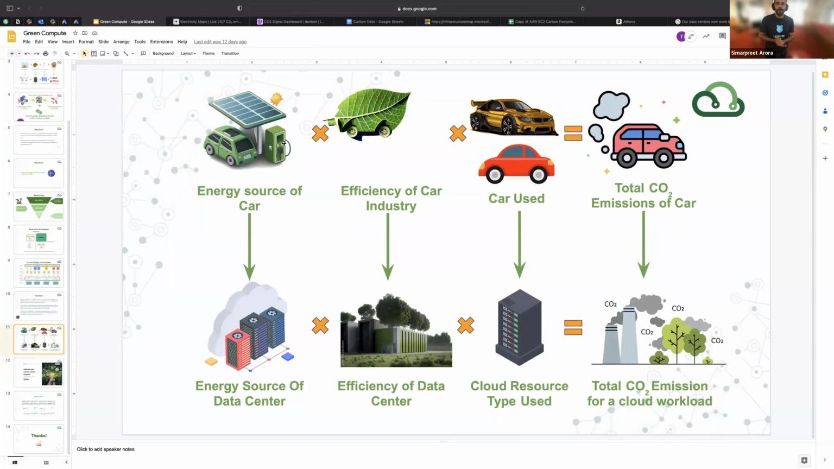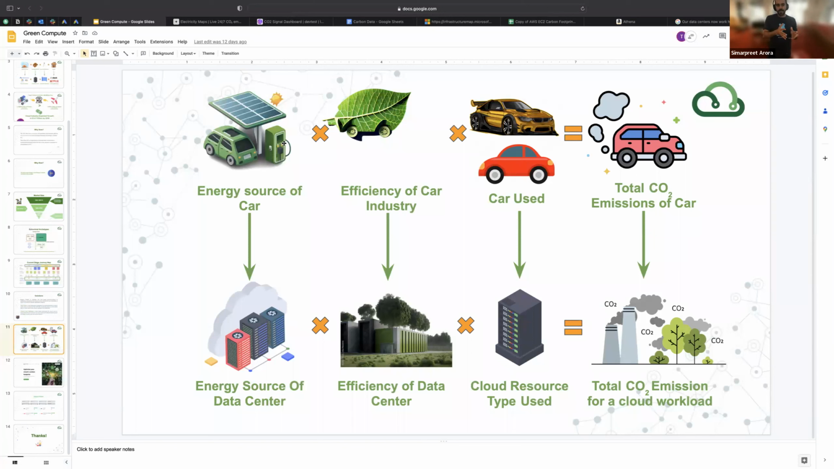Just doing a quick demo of the sustainability on the cloud, or green compute, that we are working on with the FinOps Foundation. So, comparing the total CO2 emissions of a car against the total CO2 emissions of a cloud workload. It depends basically on three factors.